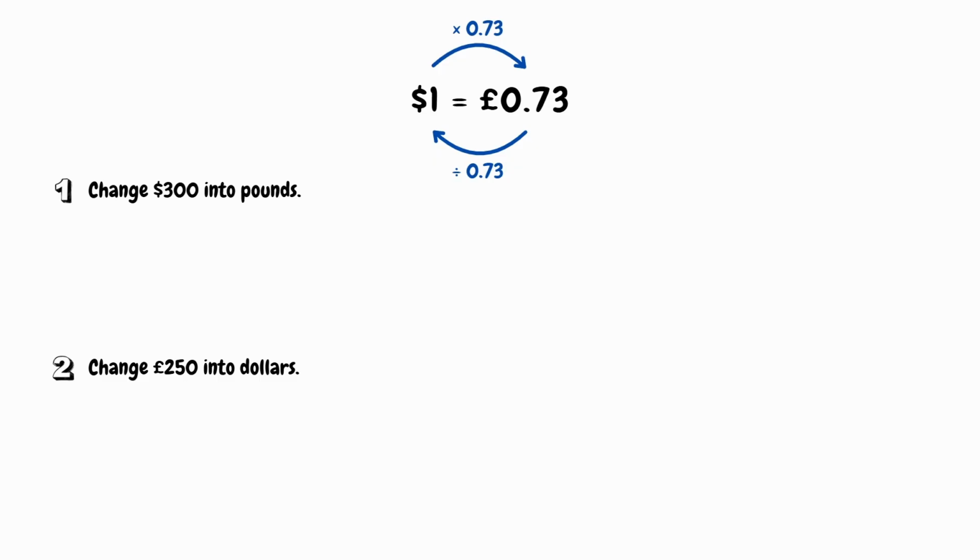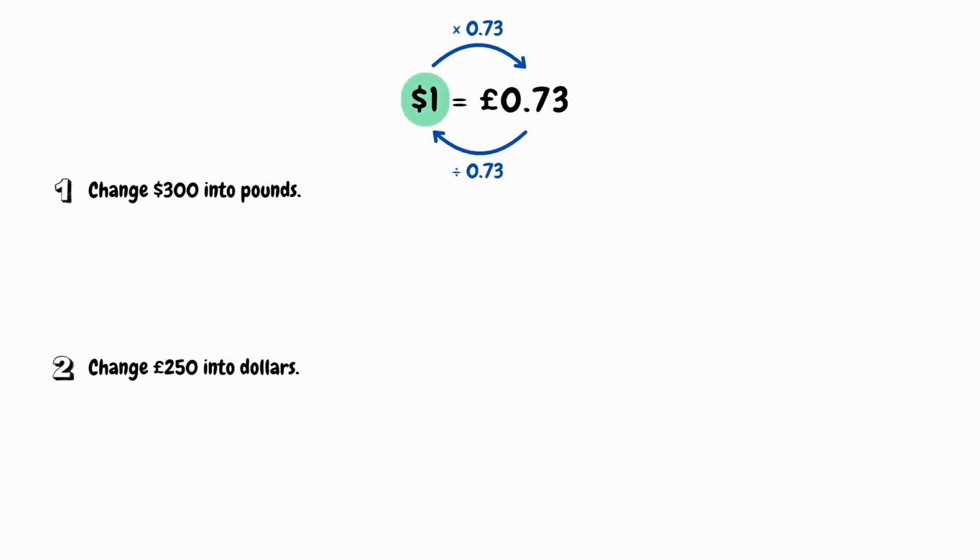So now any question we come across, all we need to do is follow the right path. So to convert from dollars to pounds, I'm moving left to right, so I'd be multiplying by 0.73. And if I was going from pounds to dollars, I'd be dividing by 0.73. So looking at question 1, we want to change $300 into pounds. So again, the first thing we're going to do is look at our exchange rate. We're going from dollars to pounds.